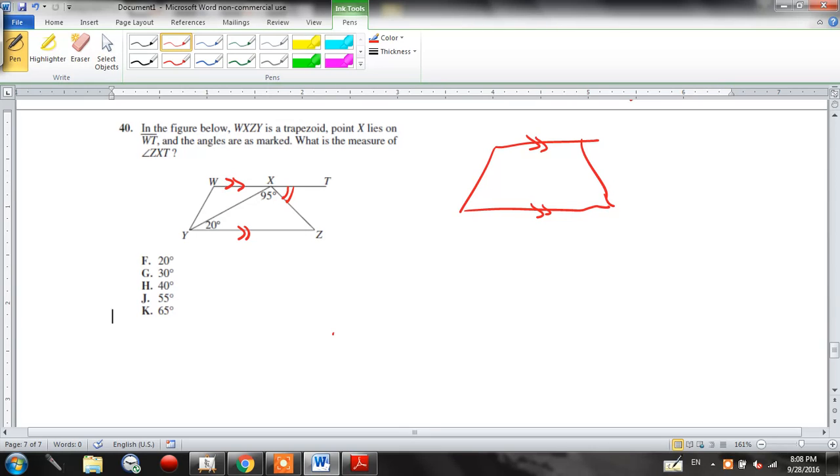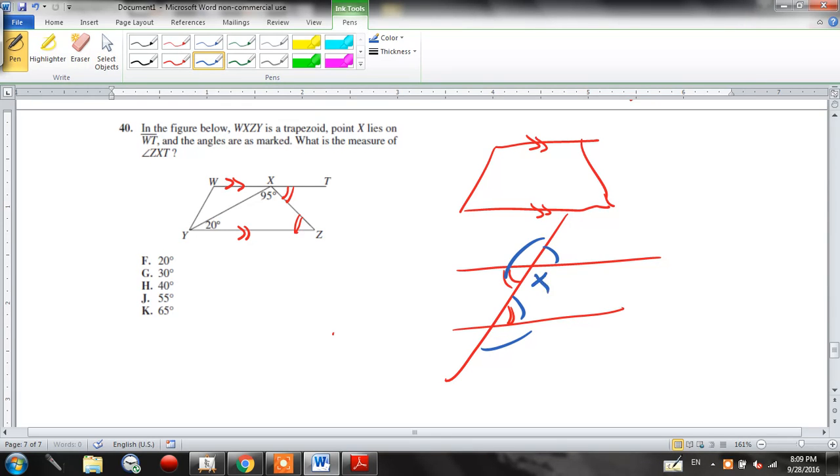If we're asked to find this, this is an alternate interior angle to this, because we have a transversal. Alternate interior angles are congruent, corresponding angles are congruent, alternate exterior angles are congruent, and consecutive interior angles are supplementary. Those you have to remember. So these are alternate interior angles, so we need to know what this is, and we get that.